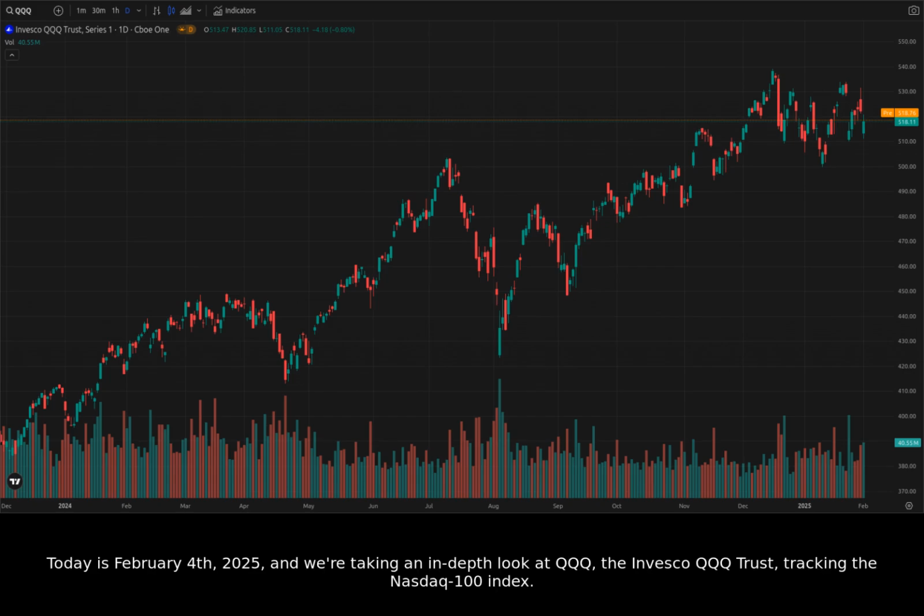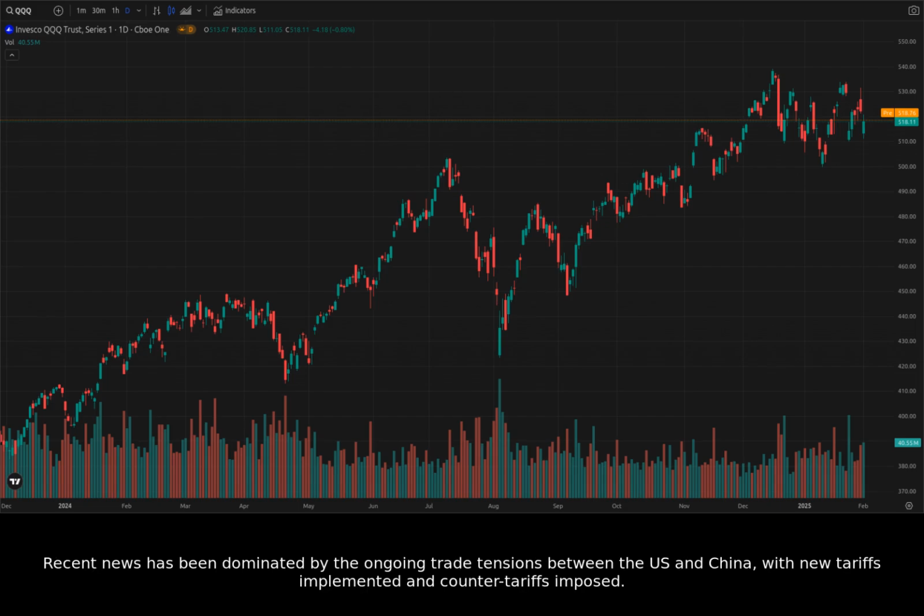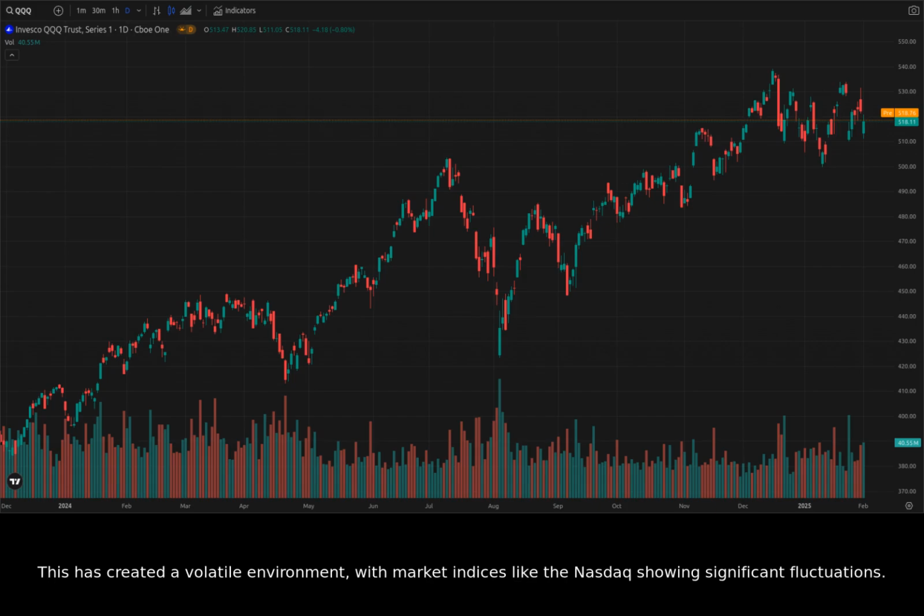Today is February 4th, 2025, and we're taking an in-depth look at QQQ, the Invesco QQQ Trust, tracking the Nasdaq 100 index. Recent news has been dominated by the ongoing trade tensions between the US and China, with new tariffs implemented and counter-tariffs imposed. This has created a volatile environment, with market indices like the Nasdaq showing significant fluctuations. We will correlate news events with chart data to understand how the markets are reacting.